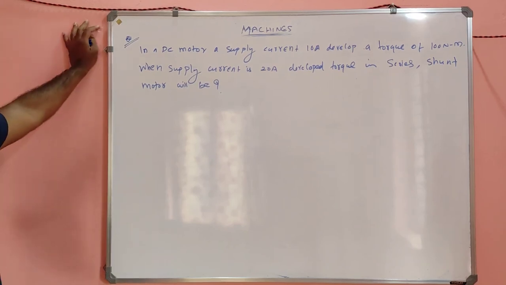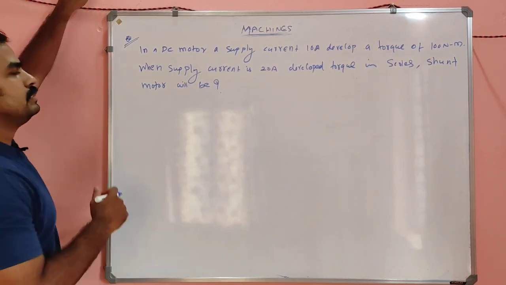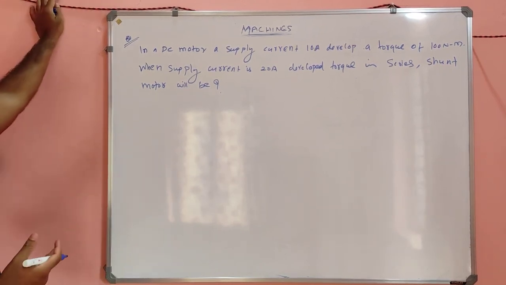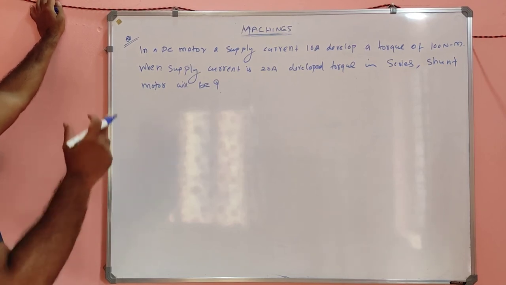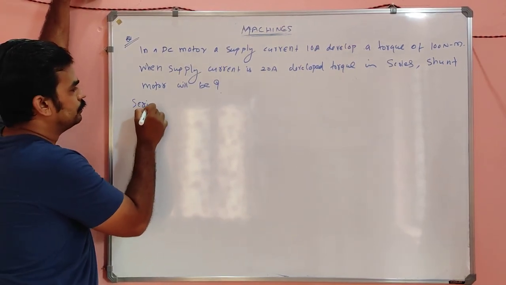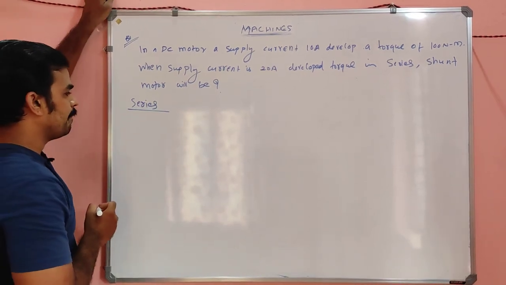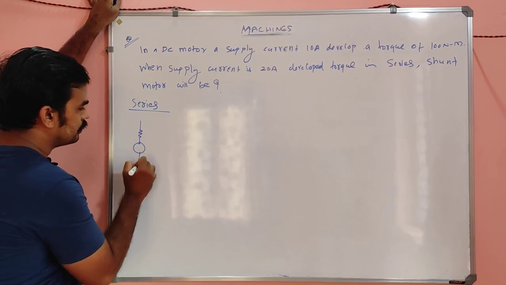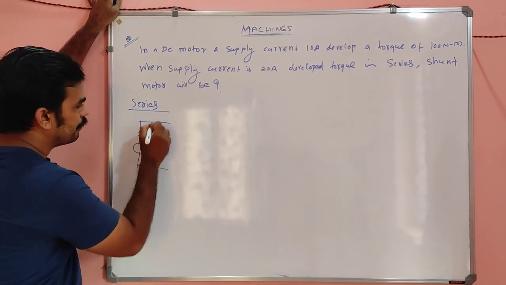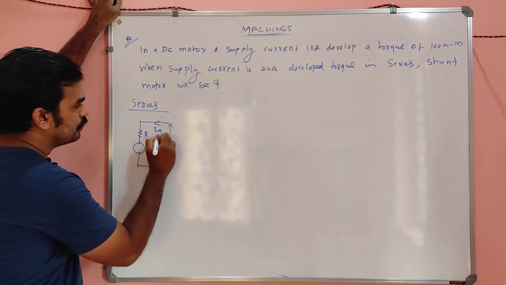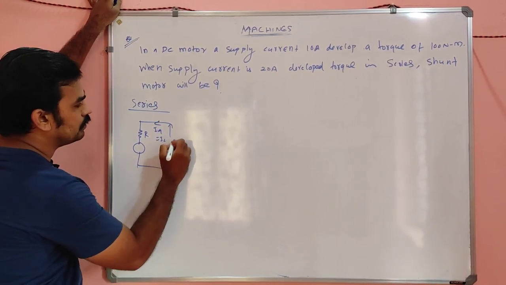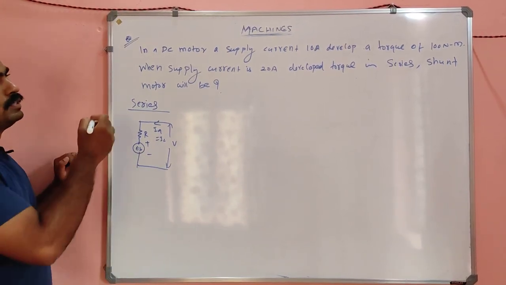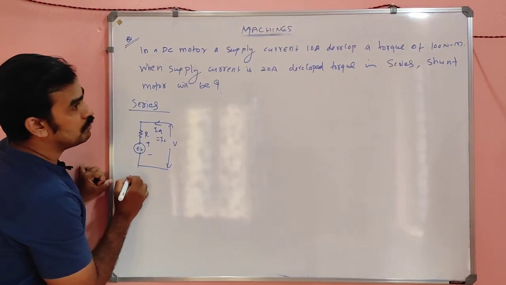A DC motor supply current of 10 ampere. Supply current means nothing but, my dear, you can take it as IL. First we can focus on the series motor, that's better. For the series motor, you know this is the diagram, you already know this. IA equal to IL, this is the voltage, this is the Eb and this is I. So for the series motor, we know that, my dear.